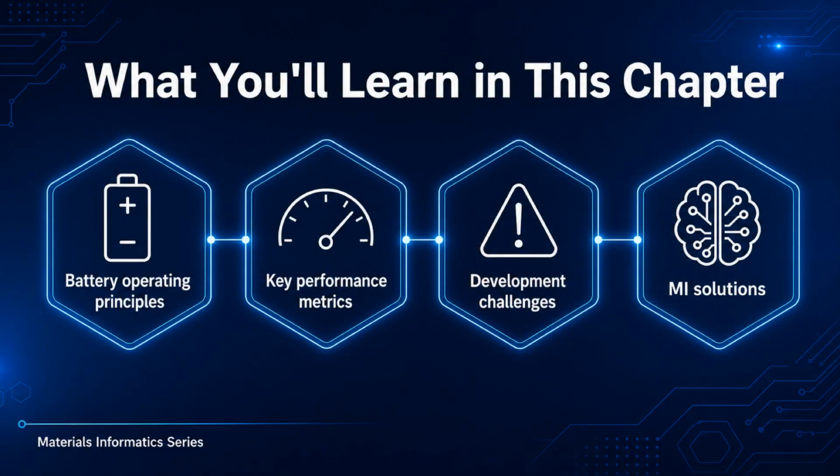In this chapter, we have four main learning objectives. First, you'll understand battery operating principles at a fundamental level. Second, you'll learn the key performance metrics that define battery quality. Third, we'll explore the major challenges facing battery developers today. And fourth, you'll see how materials informatics provides solutions to these challenges. Let's begin our journey into battery fundamentals.